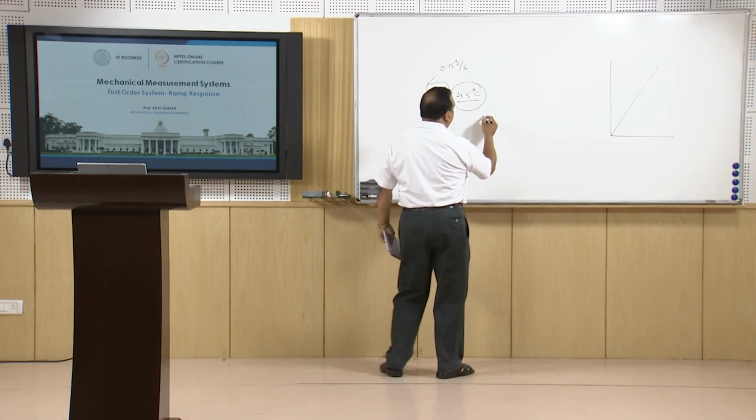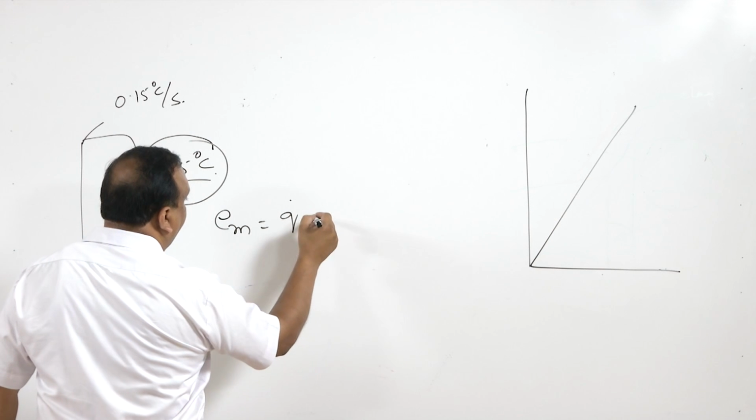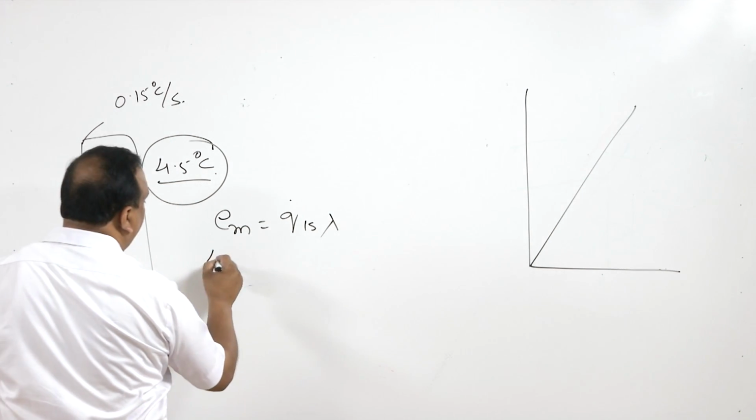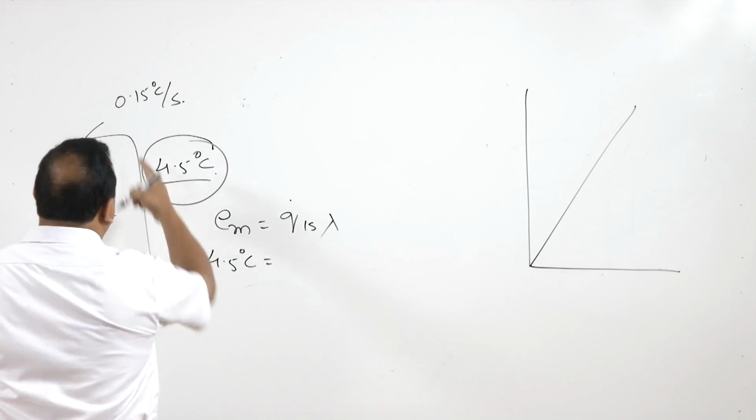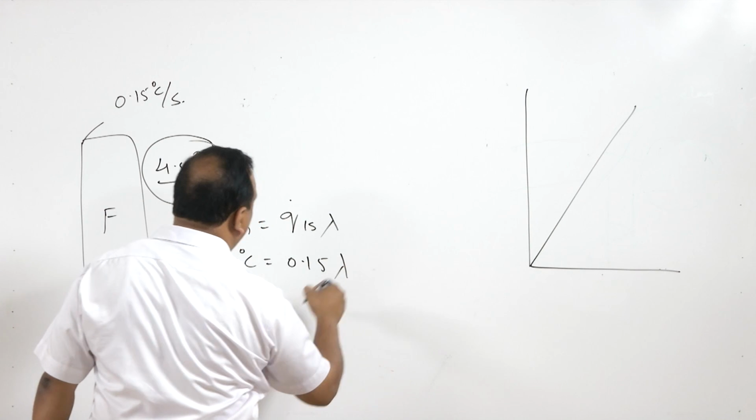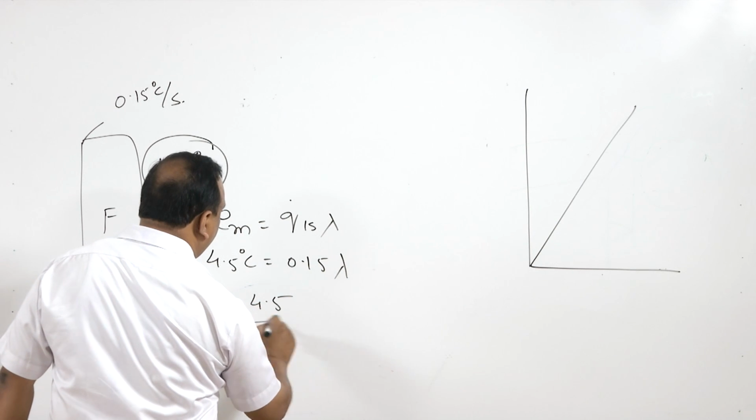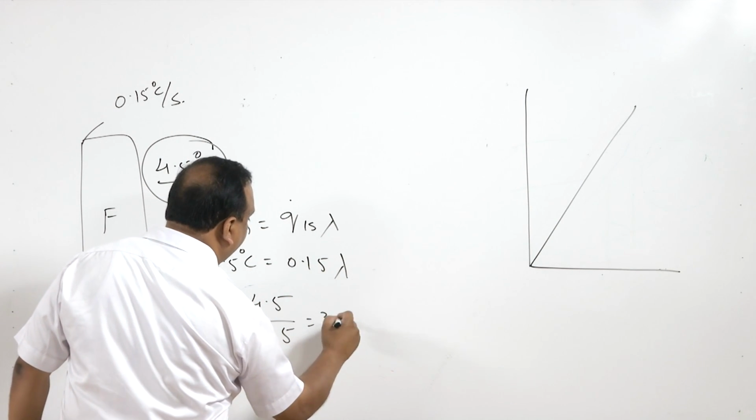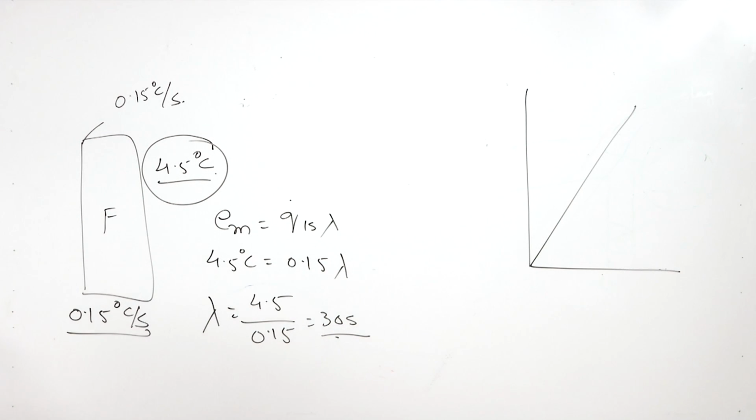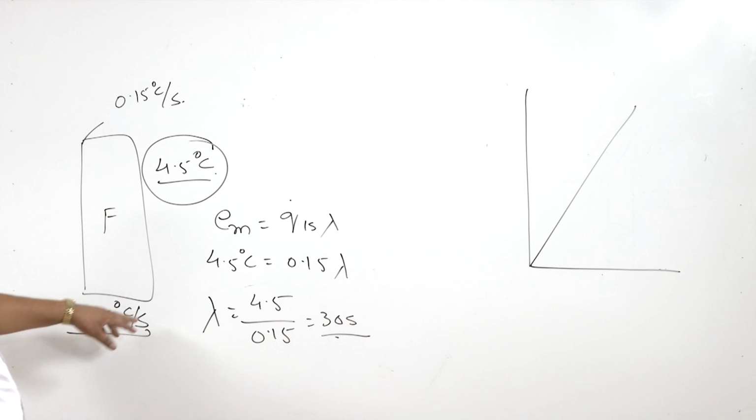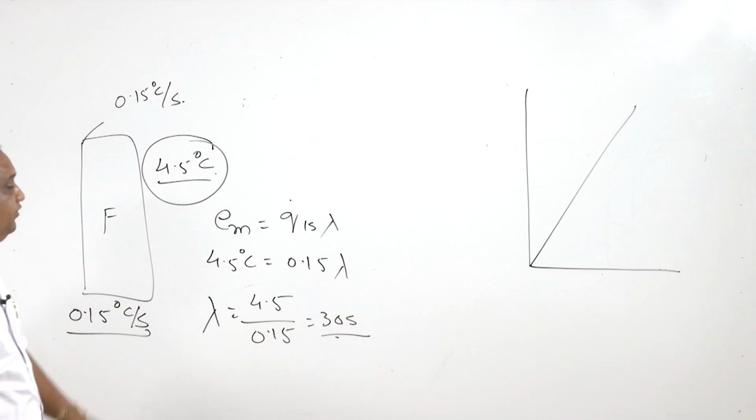So error in measurement, this is steady state error, is Q dot lambda. There is a very simple formula: error is 4.5 degree centigrade, rate is 0.15, lambda. So lambda has to be 4.5 divided by 0.15, which is equal to 30 seconds. So the time constant of the thermometer has to be 30 seconds if we want to confine the error in the measurement to 4.5 degree centigrade for a temperature rise of 0.15.